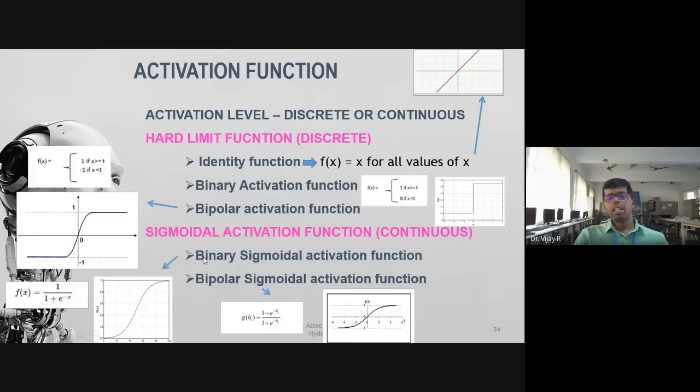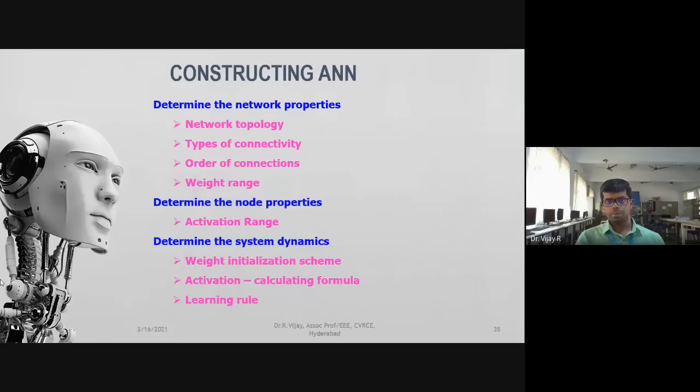The binary sigmoidal activation function is f of x equal to 1 by 1 plus e to the power of minus x, something like that. The activation functions might look like this. Sometimes it may be discrete, sometimes it may be continuous, so you have to choose whether you want a discrete function or a continuous function.